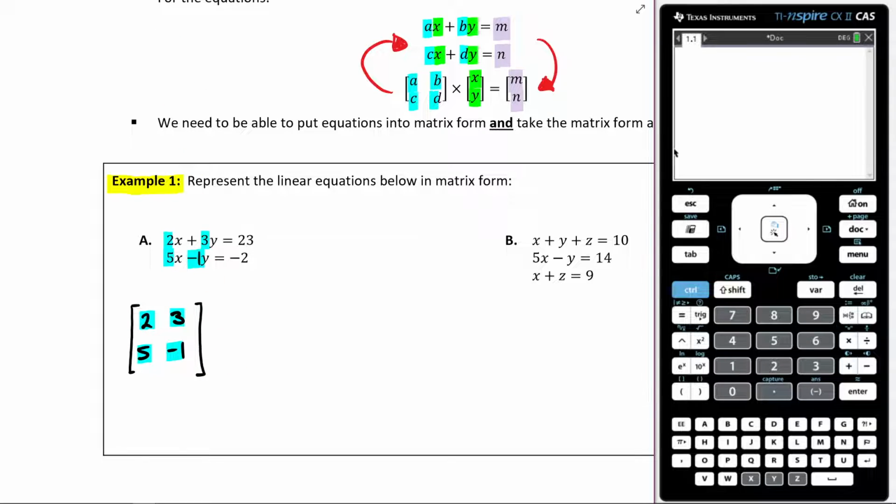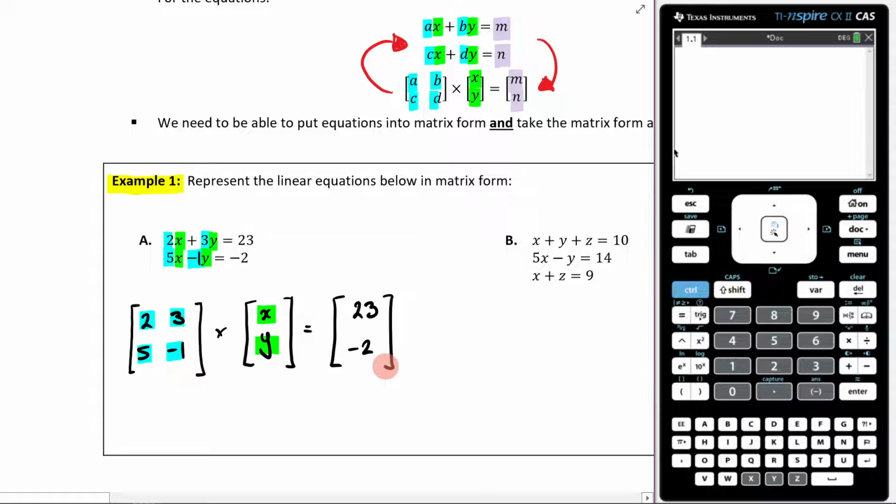Next, we're then going to multiply this by a 2 by 1 matrix of the x and y. So whatever your letters are, so in this case it's x and y, they live here. And then in your answers, it's obviously a 2 by 1 again. So it's going to be 23 and -2, like that. So that's where your answers go. So you take your answers and you put them there.